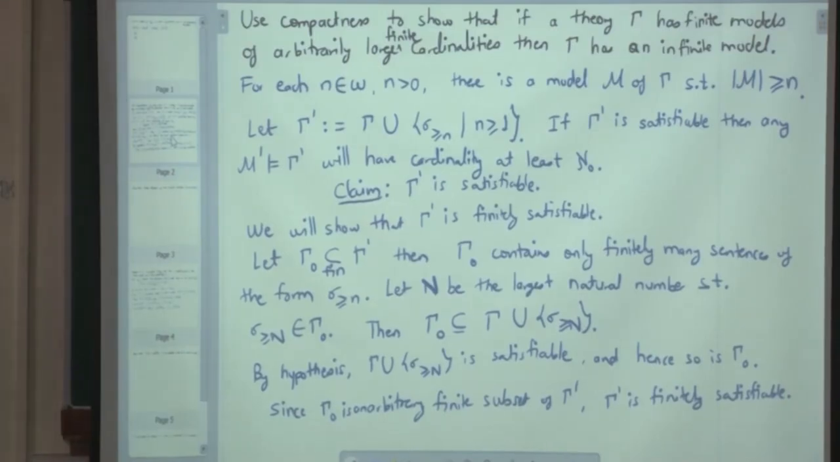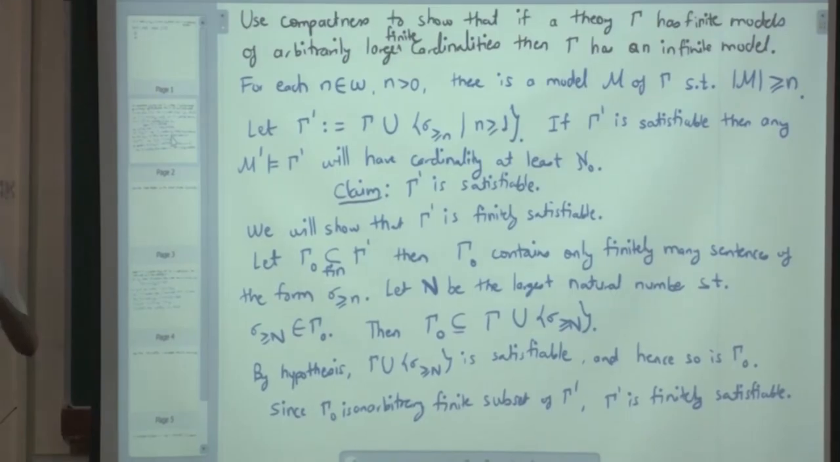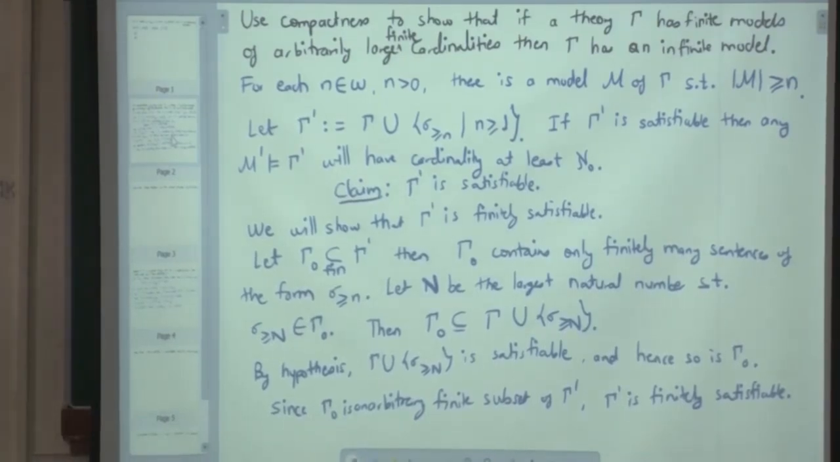Similarly, if you know the existence of models of a large infinite cardinality, then you can guarantee the existence of models of slightly lower infinite cardinalities. All these statements will be made precise later on.